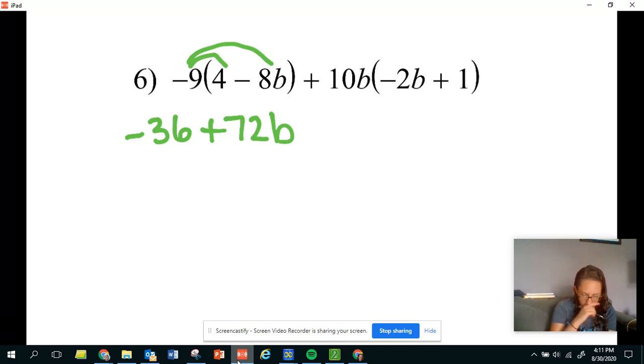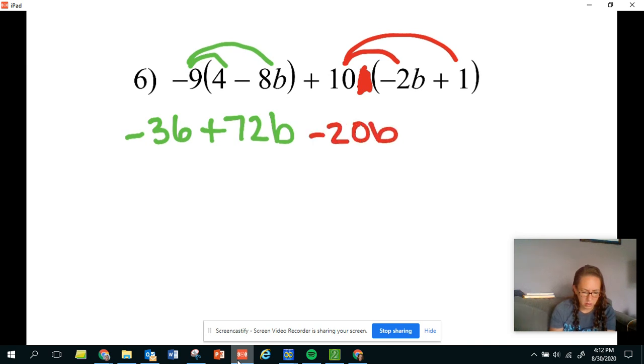Then I want to do the same thing over here. So I'm going to take 10 and multiply it by both. So 10 times negative 2b is negative 20b. And 10 times 1 is just 10.